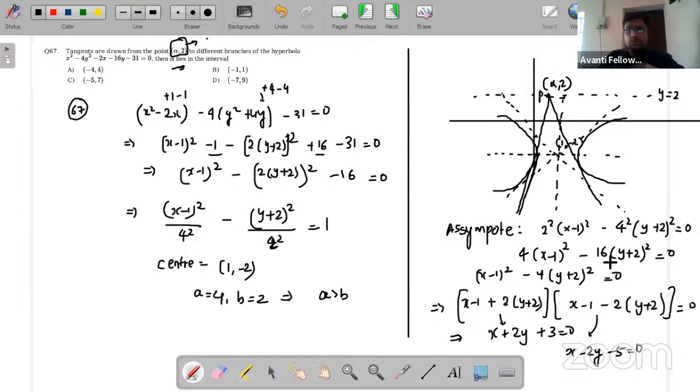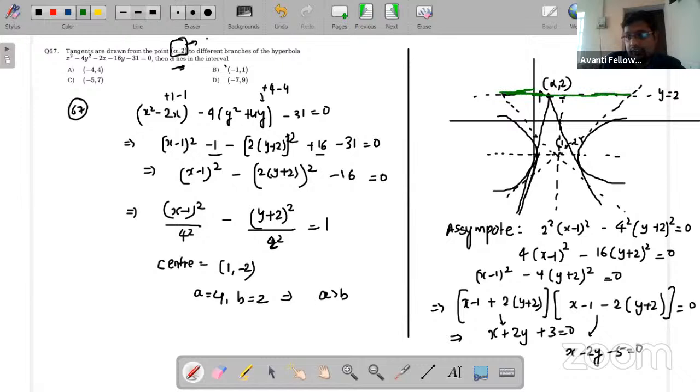Clear? So these two asymptotes we are getting, and we know that if these two are asymptotes, then for this point, if I draw two tangents from this point, then this point should always lie in this region. Lie in this region means this one. I'll use another color.